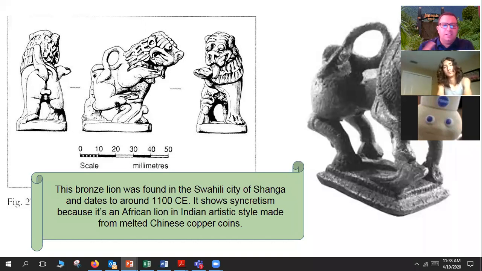You've got the African lion, then you have the artistic style here, which is very, very Indian, but he's made from melted down Chinese coins. So you have 3 different cultures blended here in this little lion. So this, again, would serve as an example of syncretism.